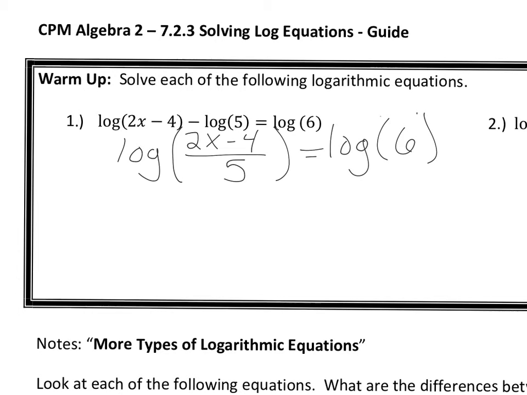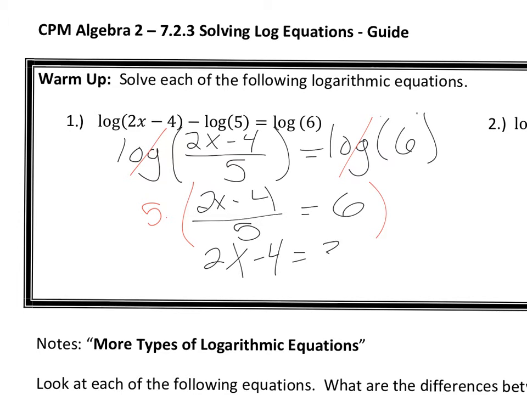So now that the logs are the same on both sides, I can get rid of them, and we should just have 2x minus 4 divided by 5 equals 6. Then I can get rid of the divide by 5 by multiplying both sides by 5, and 2x minus 4 equals 30. Add 4 to both sides, so 2x equals 34. And so divide by 2 to get x equals 17.